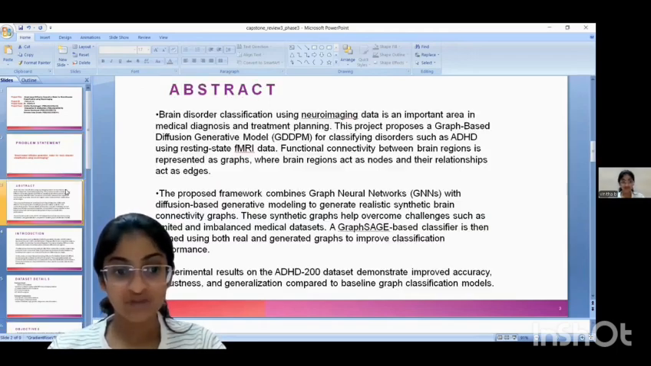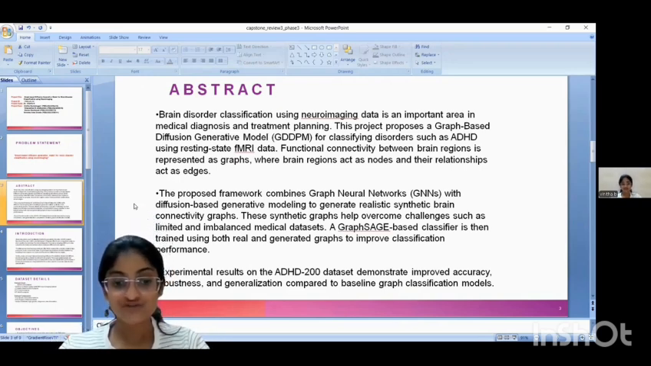Coming to the abstract, the main goal of this project is to classify brain disorders such as ADHD using resting state fMRI brain scan data. In our approach, we represent the brain as a graph where brain regions are nodes and connections between them are edges. We use a diffusion based generative model called GDDPM to generate synthetic brain graphs. These generated graphs help to solve problems like limited and imbalanced medical data sets. Finally, we use a graph neural network classifier to improve the classification accuracy and robustness.